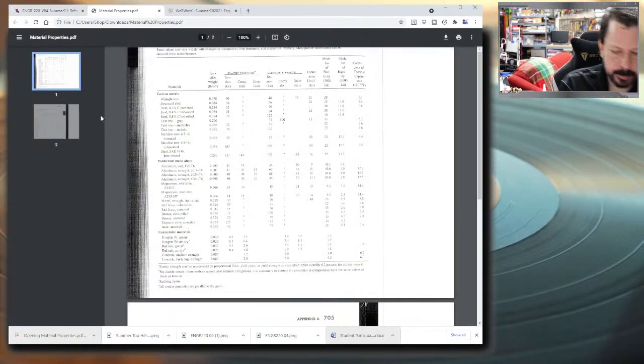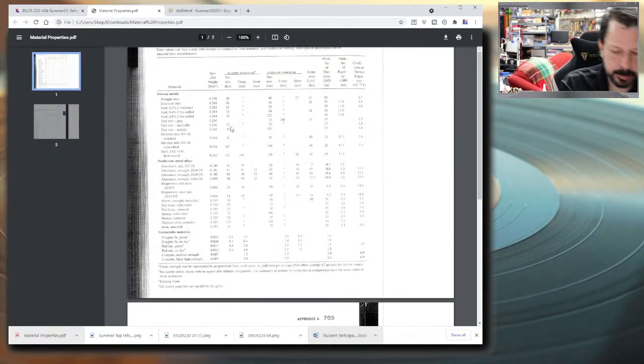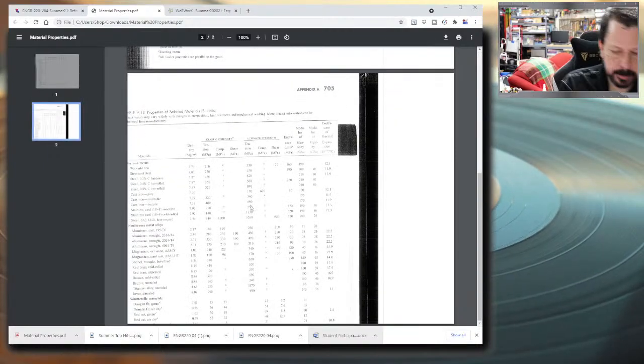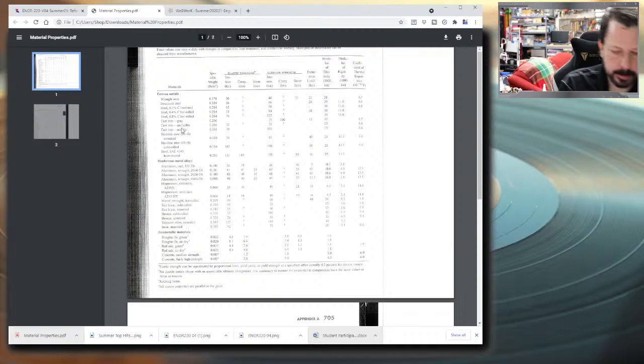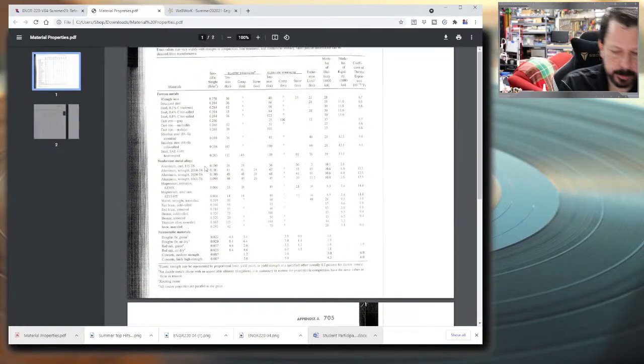Let's look at the ones from the book so that we can get an idea of what's going on in there. There are 2 pages here. They have the same set of materials on the left-hand side of each of these tables. What they are is 2 sets of units. Page 704, this top page, is the US unit set, and page 705 is the metric unit set. Same everything else, but different units. So do be sure you're using the correct unit set.